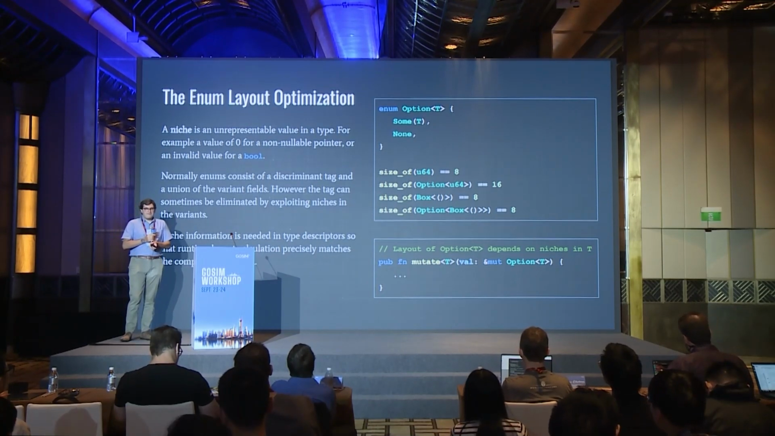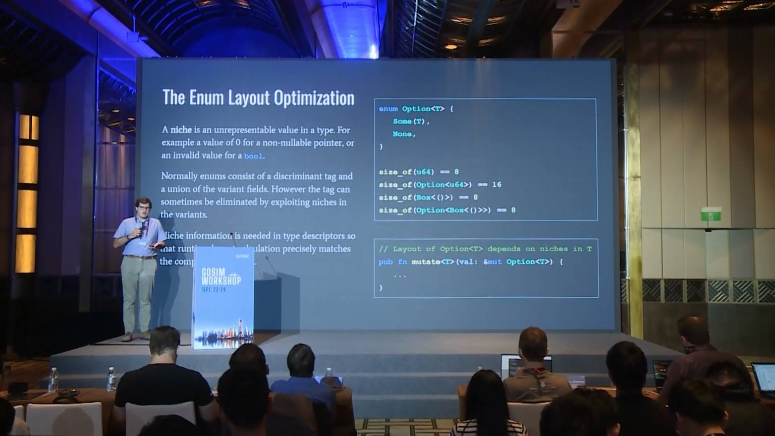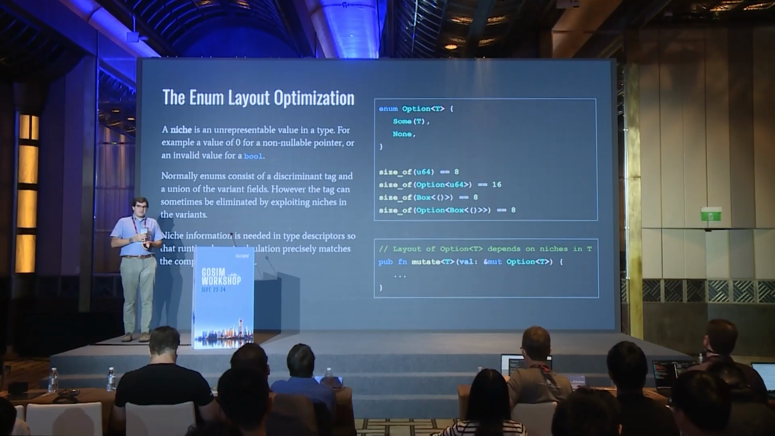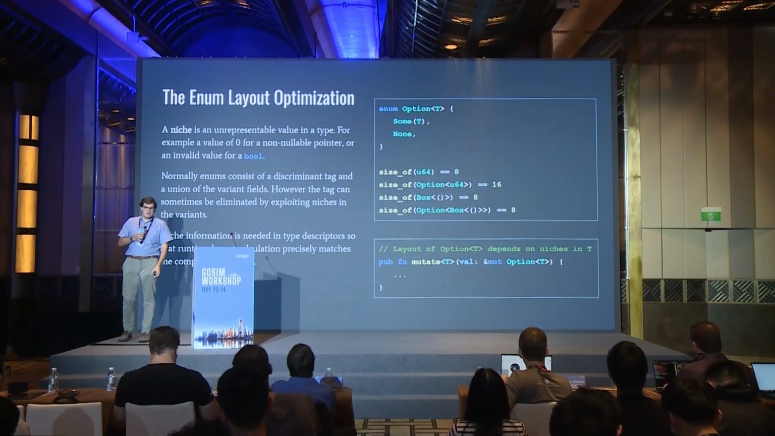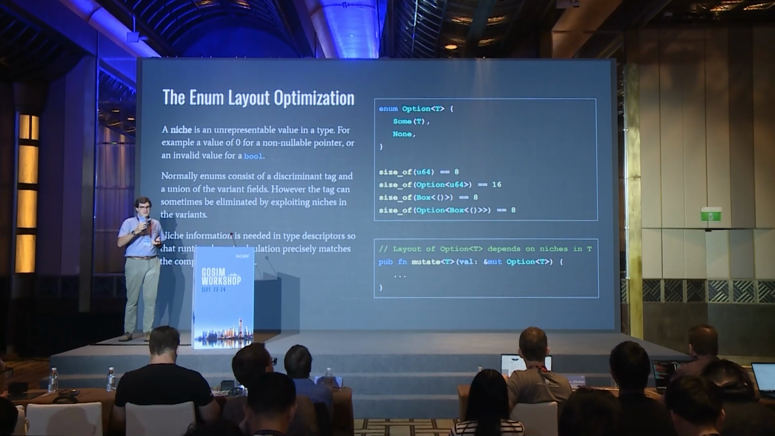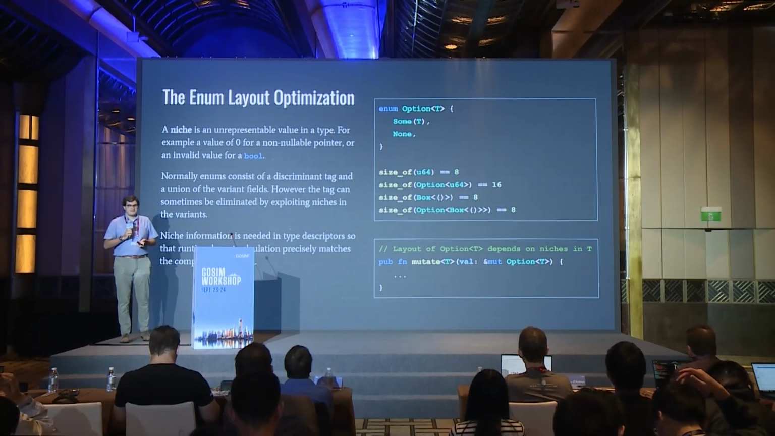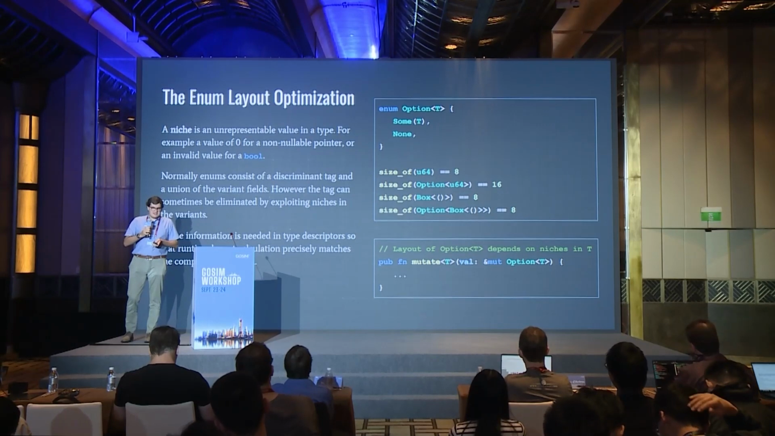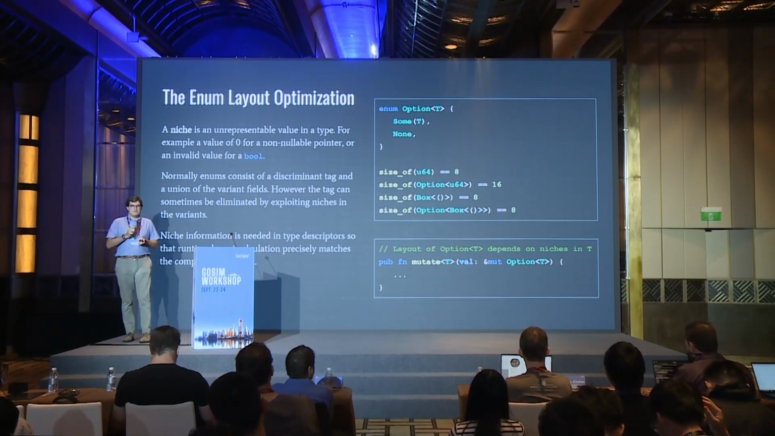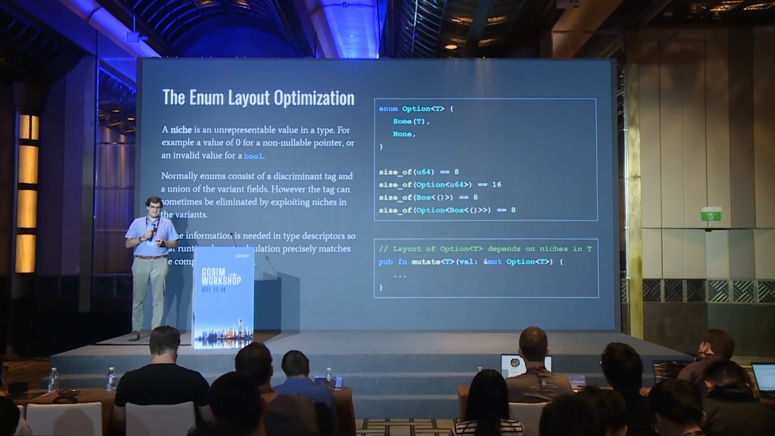Now, if we work with a type whose layout we don't know and need to work with options of that type, for example, in this case, we have a mutate function which mutates an enum of a particular type, we need to make sure all of the crates involved agree on what the actual layout of this Option T type is. And that's where the niche information from the type descriptors is used. It ensures that the layout calculations done at runtime precisely match the layout algorithm used by the Rust compiler.